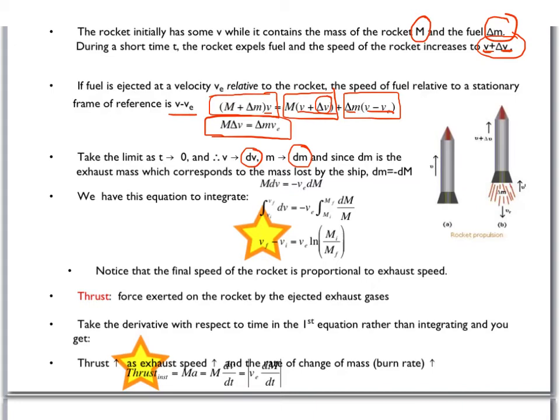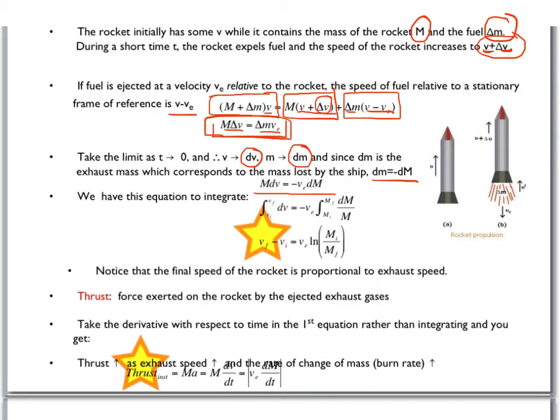We could write this as the exhaust mass now corresponding to the mass lost by the ship. So this little dm could really be written as a negative d capital M. And now we could rewrite the equation that we have up here in terms of dv's and dm's instead. What we can do with this equation is integrate it. Basically, what we have here is a differential equation where the variables are already separated.